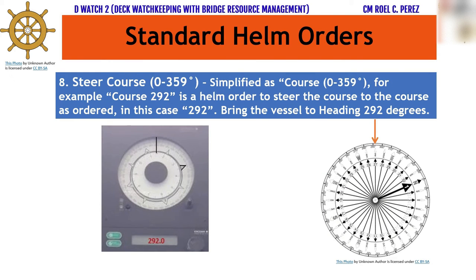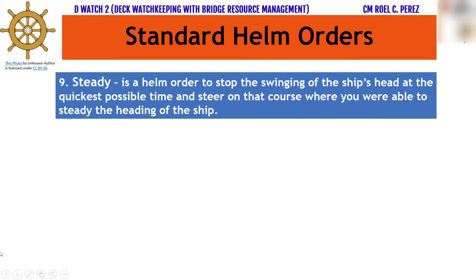Number 8. Steer course, 0 to 359 degrees. Simplified as course 0 to 359 degrees. For example, course 292 is a helm order to steer the course as ordered, in this case 292. Bring the vessel to heading 292 degrees.